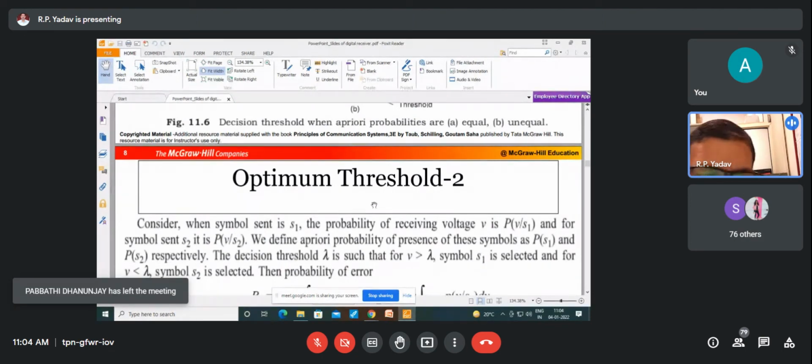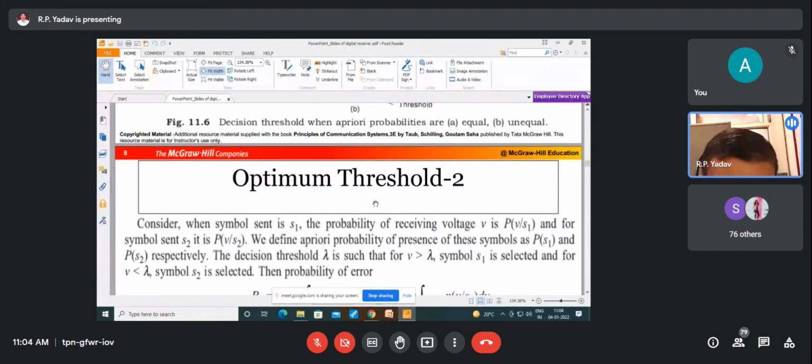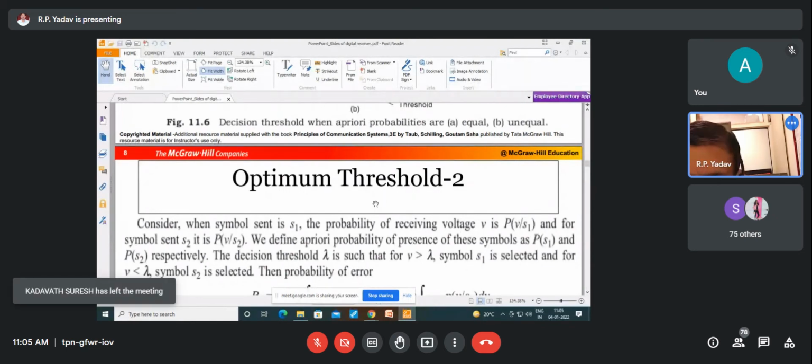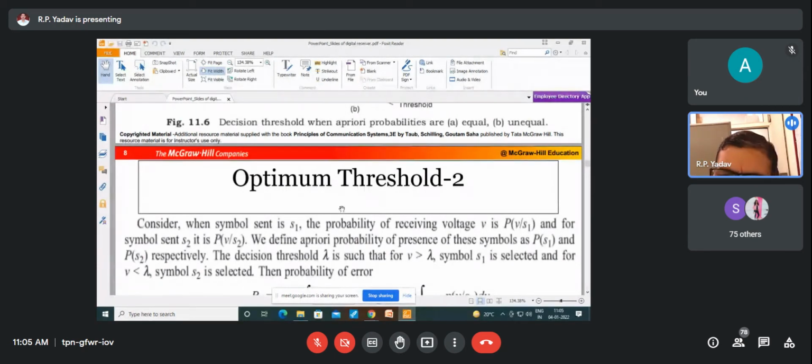Yes, please, students. As you can see on the slides itself, all this content is from Taub and Schilling, McGraw-Hill book publications. I told in the class also, Taub and Schilling. The title is something like Principles of Communication Systems. If something is not clear, you can go through that, and then we can again discuss the same thing. Is it fine?